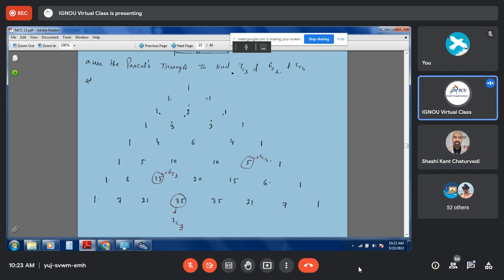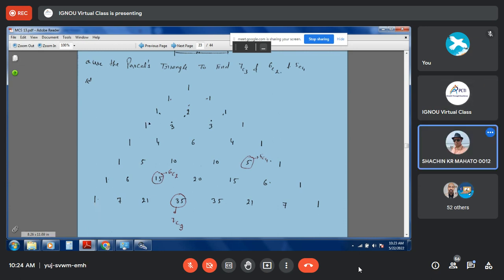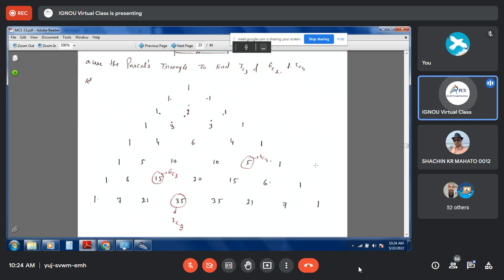If it is 8, then increase one more basement. Okay, got it. So there is no finite limitation of this, right? There is no limitation. Every time expand this. These ones on the sides have no role in the calculation. They are only the walls of the pyramid.